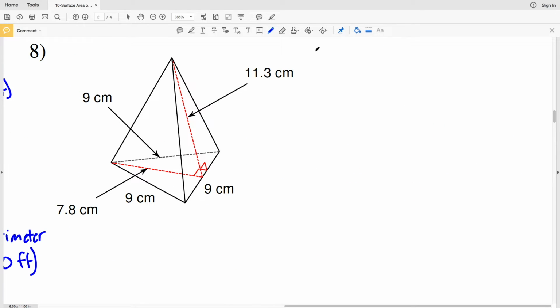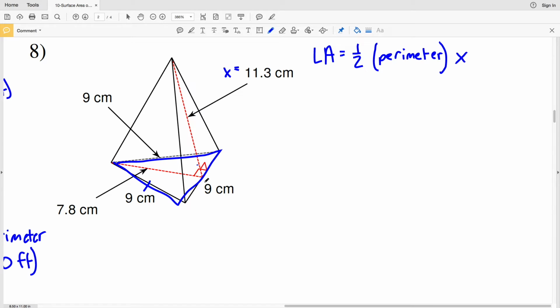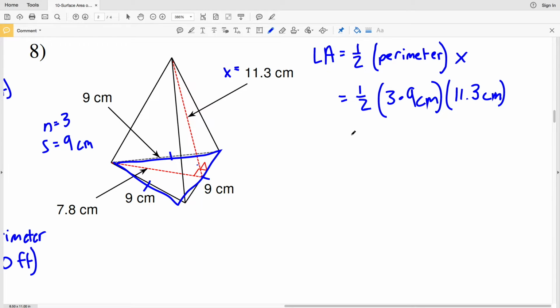Moving on to number 8, calculating lateral area. That's equal to 1/2 of the perimeter times the slant length, which I'll write as x. So slant length x, we can see, is 11.3 centimeters. And for the base, we have a triangle, and this triangle happens to be 9 centimeters on each side. So the number of sides N is 3, and since each of those side lengths are congruent, we can just multiply 9 times 3 to get the perimeter. So we'll do 1/2 of 3 times 9 centimeters, multiplied by our slant length of 11.3 centimeters to give us our lateral area.